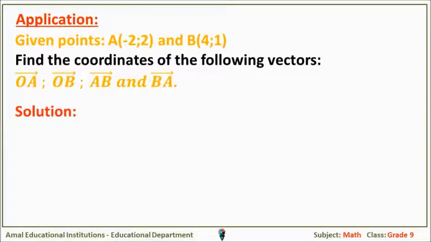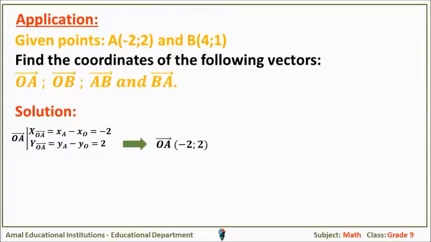How can I calculate the coordinates of the vector OA? I have to calculate the abscissa, then calculate the ordinate. I have to keep in mind that the coordinates of the point O are (0, 0). It is the origin of the plane. So, x of OA equals xA minus xO. It is -2 minus 0 equals -2. And y of OA equals yA minus yO. It is 2 minus 0 equals 2. So as you pay attention here, the coordinates of the vector OA are the same as the point A.